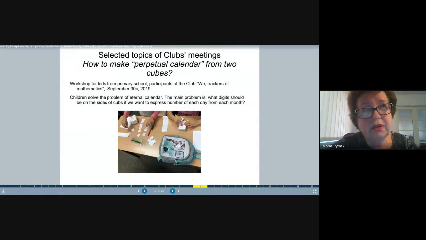Pupils from primary schools in September of the previous year made an external calendar. Mathematically, it is connected with combinatorics. Okay. The next, please.